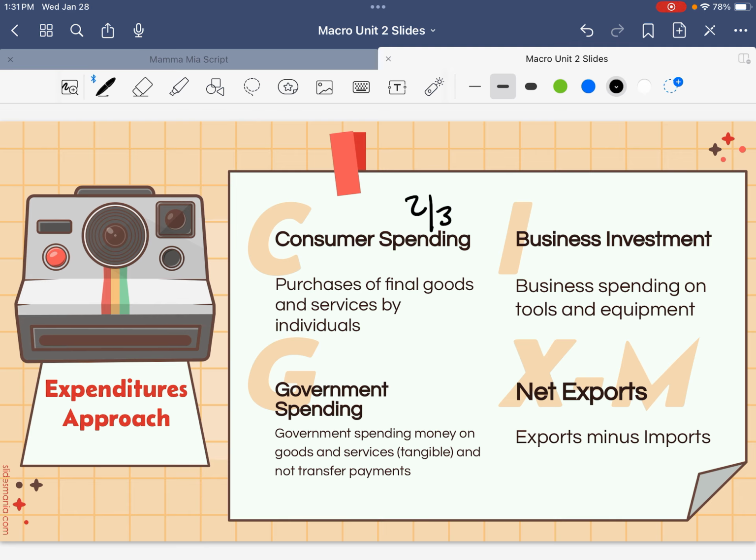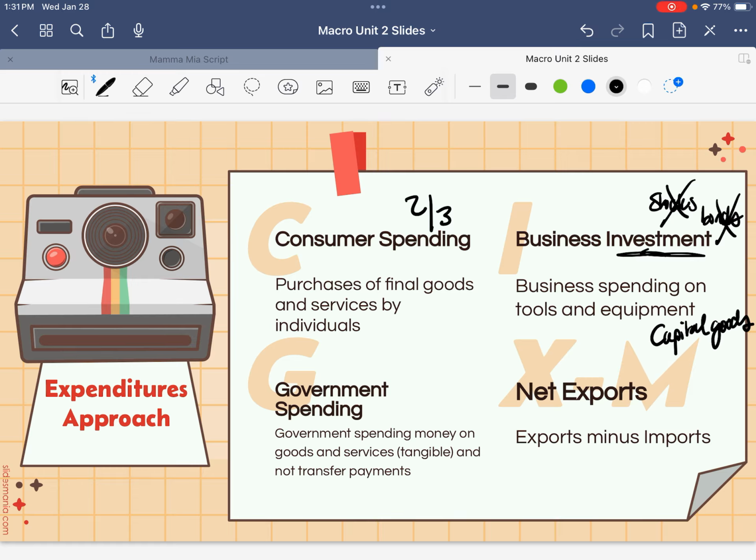All right, business investment. They call it I in C I G X, but when you see that word investment, please do not think stocks and bonds. Nope, do not think financial stuff, because those things don't count. Don't think retirement accounts. Don't think 401ks. When you see the word investment, think business investment. So this is capital goods. Remember the difference between consumer and capital goods.